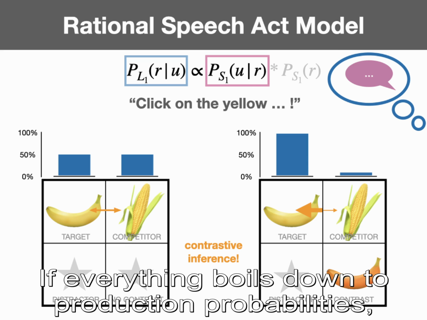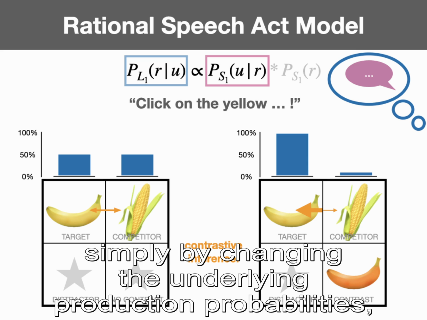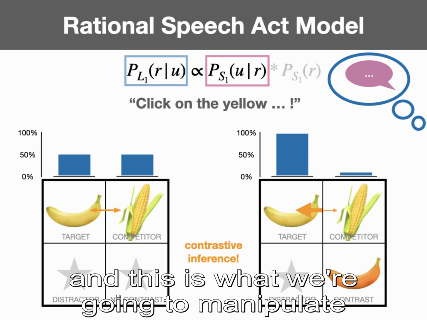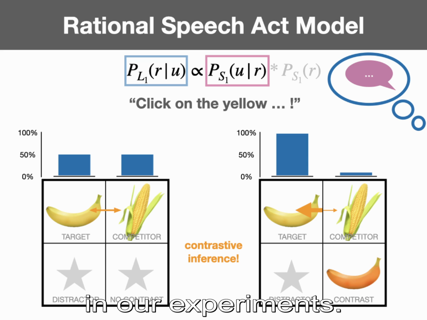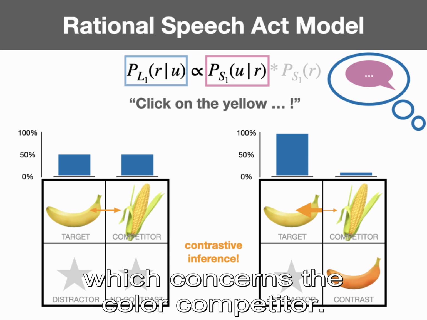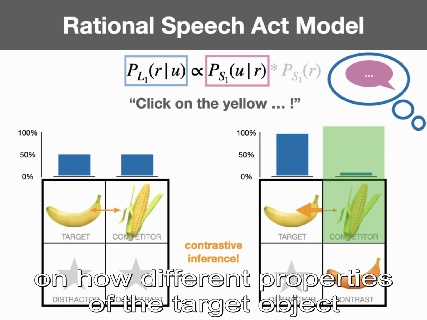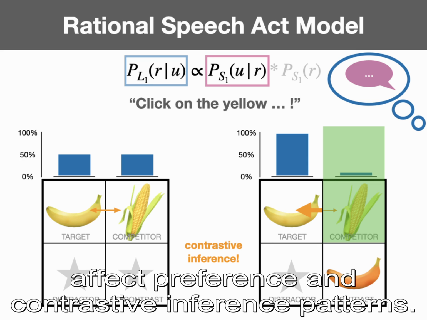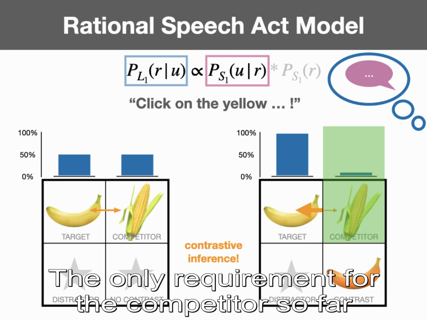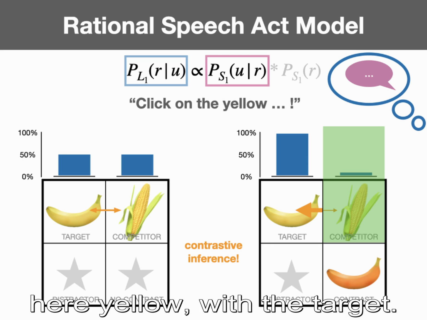If everything boils down to production probabilities, we should be able to change contrastive inference patterns simply by changing the underlying production probabilities. And this is what we're going to manipulate in our experiments. In this talk, I want to focus on one case in particular, which concerns the color competitor. Previous accounts have primarily focused on how different properties of the target object affect preference and contrastive inference patterns. The only requirement for the competitor so far has been to share the relevant feature, here yellow, with the target.